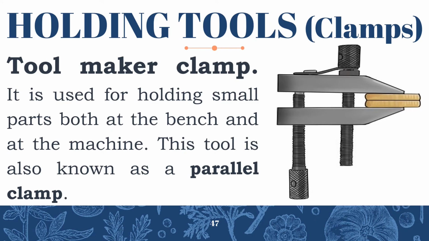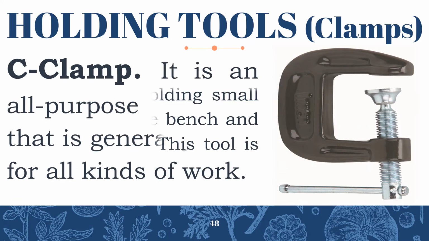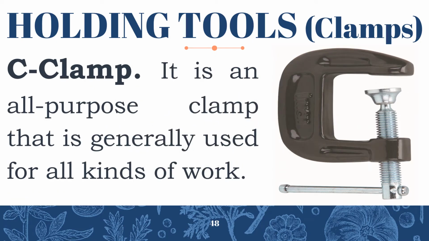Type of clamps is a toolmaker clamp. It is used for holding small parts both at the bench and at the machine. This tool is also known as a parallel clamp. Another type of clamp is a C-clamp. It is an all-purpose clamp that is generally used for all kinds of work.